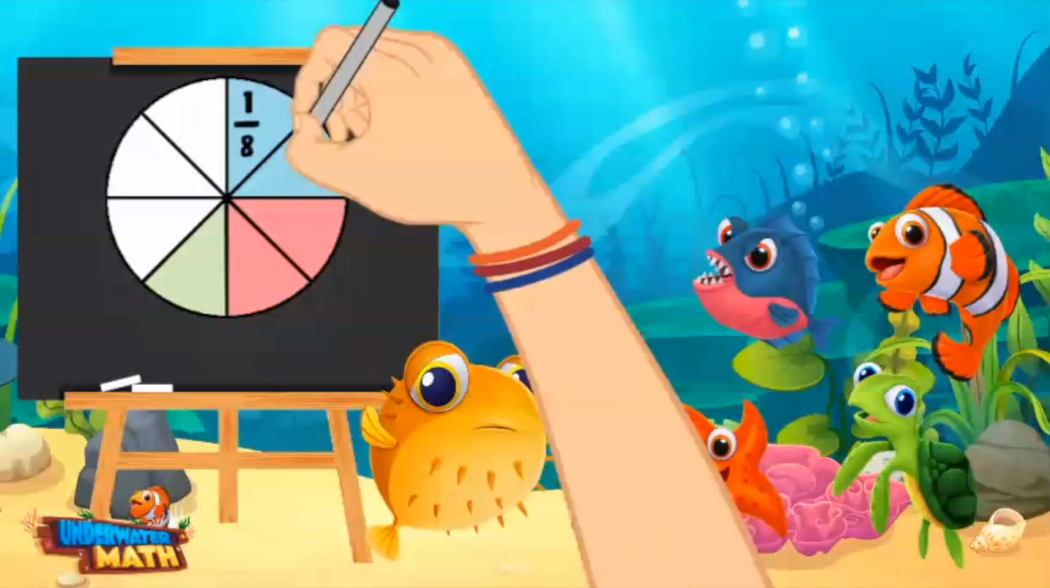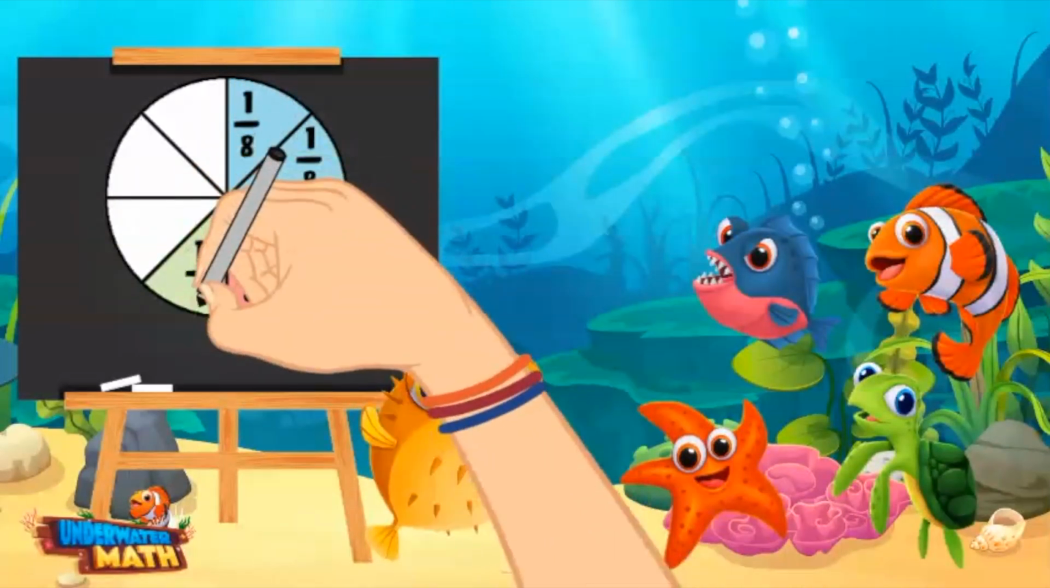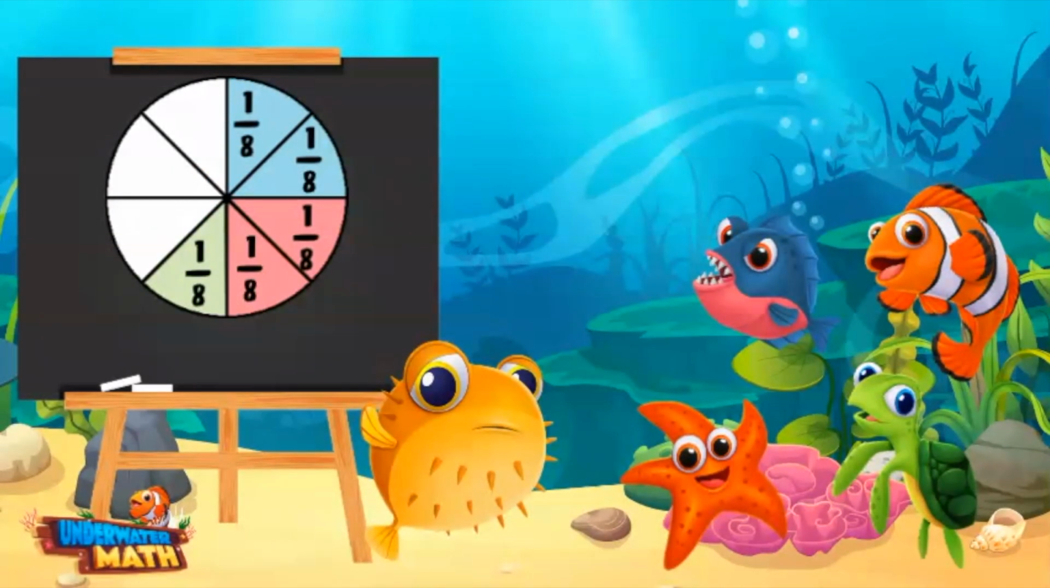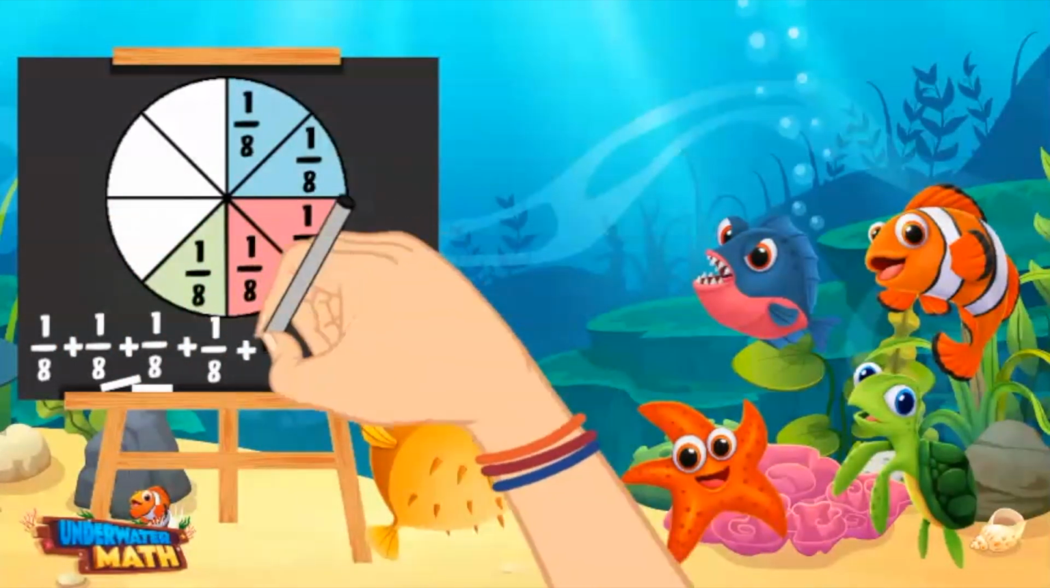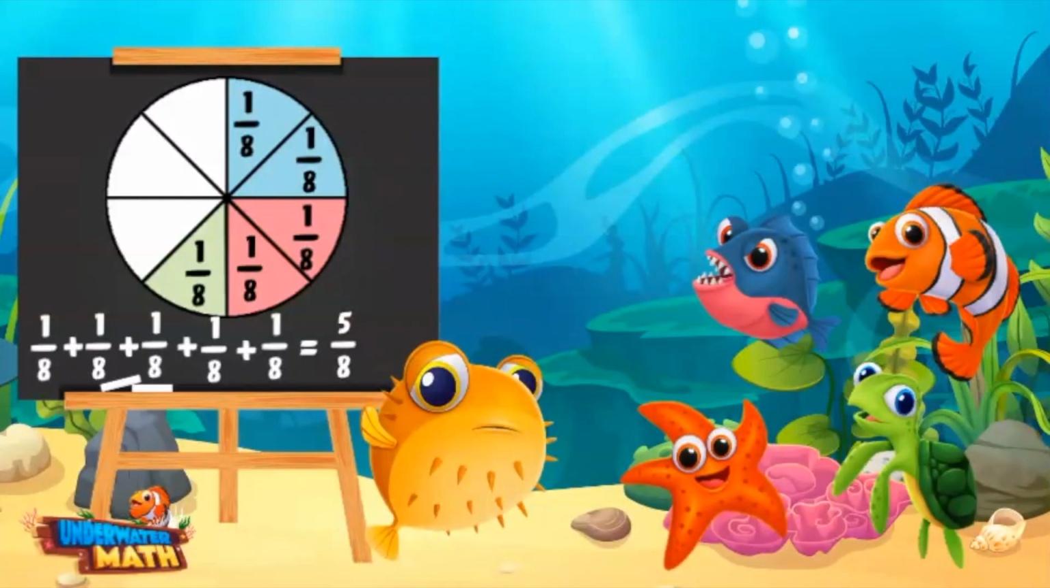Each part still represents one piece of the whole. I count 8 pieces in the whole. 5 of the pieces are shaded in. If we add 1/8 together 5 times, we get 5/8. This model represents 5/8. You are totally right.